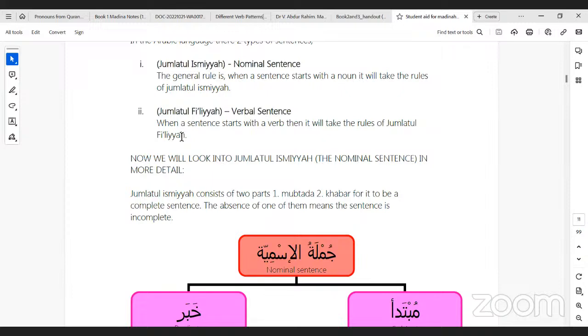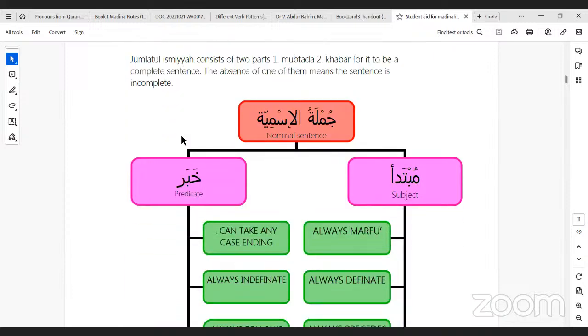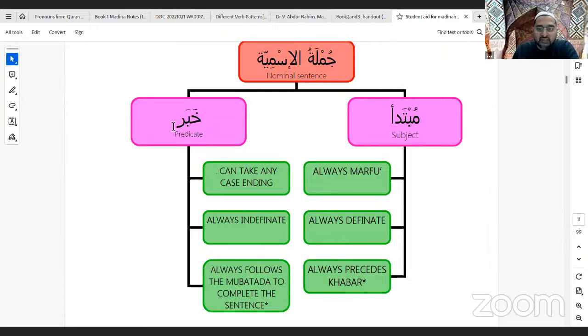Now we look into Jumlatul ismiya, the nominal sentence, in more detail. Jumlatul ismiya consists of 2 parts. Number 1, mubtada. Number 2, khabar. For it to be a complete sentence, the absence of one of them means the sentence is incomplete. So these 2 components, mubtada and khabar, the subject and predicate, are required. Now, this is a very, very important table. Whenever you have a nominal sentence, this is the criteria.